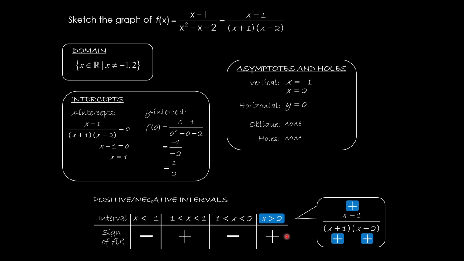So that tells us where our graph has positive values and negative values, and now we have enough to do a pretty decent sketch of this function's graph.